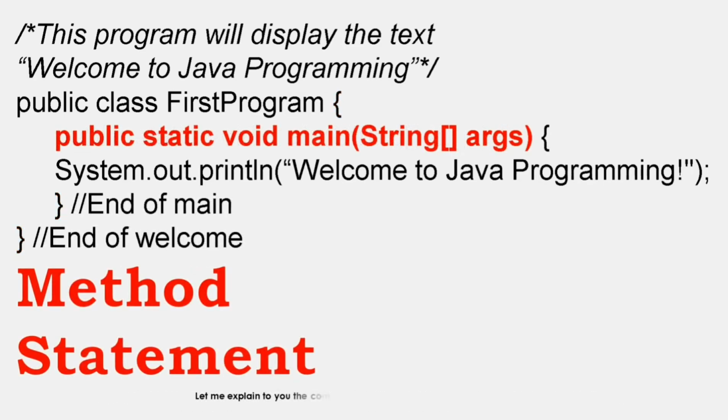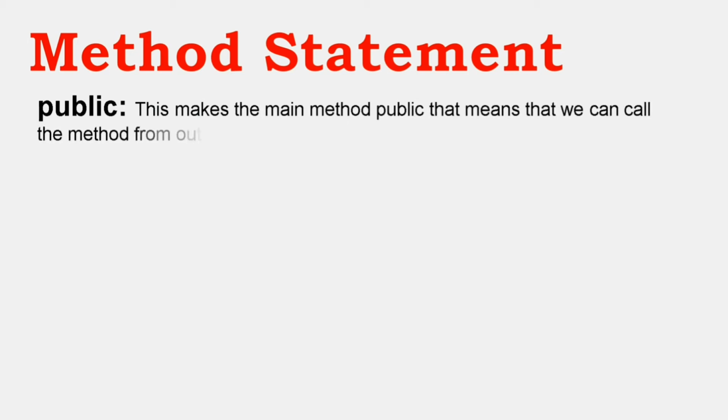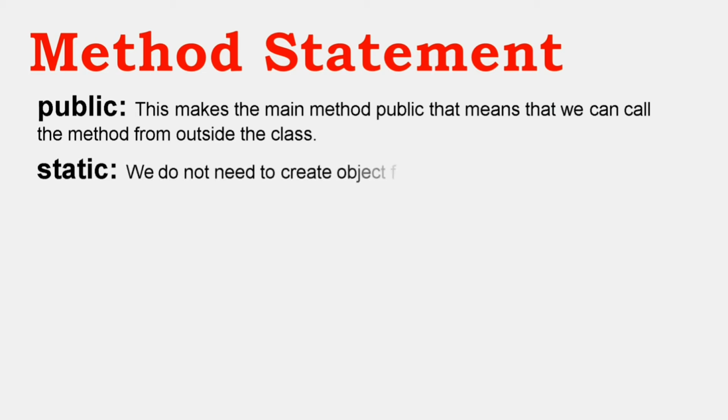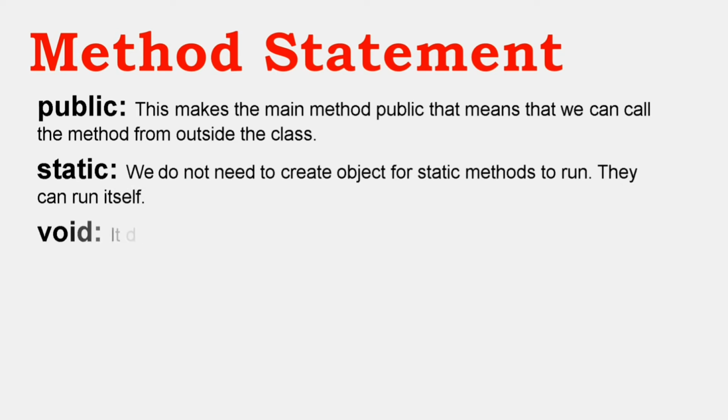Let me explain to you the components of the method statement one by one. Public. This makes the main method public. That means that we can call the method from outside the class. Static. We do not need to create object for static methods to run. They can run itself.